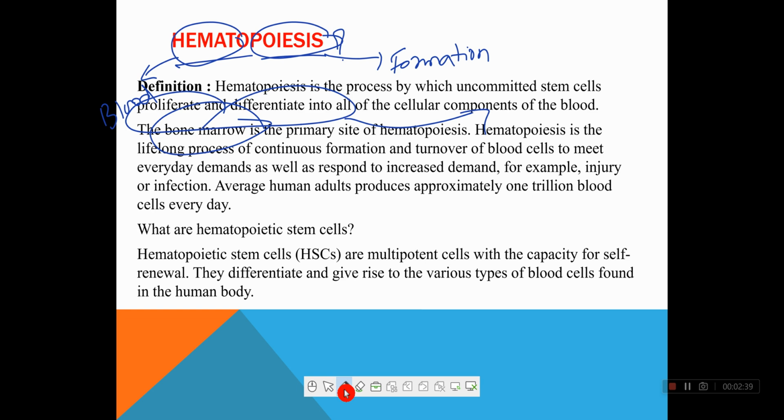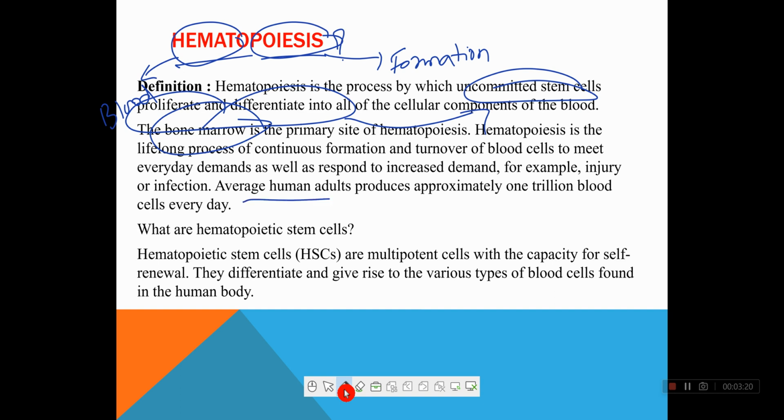So, talking about hematopoiesis, now let's focus more on it. You need to understand the definition in a very clear and understandable way. However way you can understand it, keep it in your mind that hematopoiesis is the formation of blood cells. Which kind of blood cells? The immature or the uncommitted stem cells begin to proliferate, mature and then differentiate into the mature cells or the cellular components of the blood.